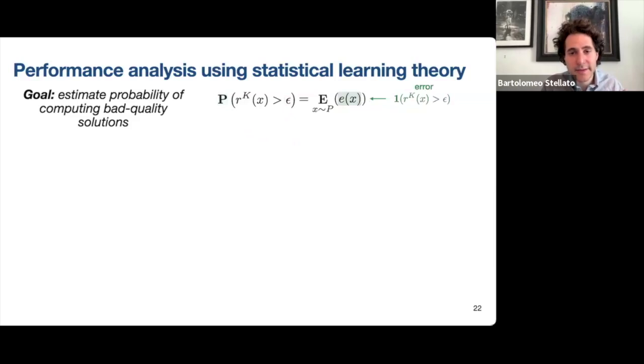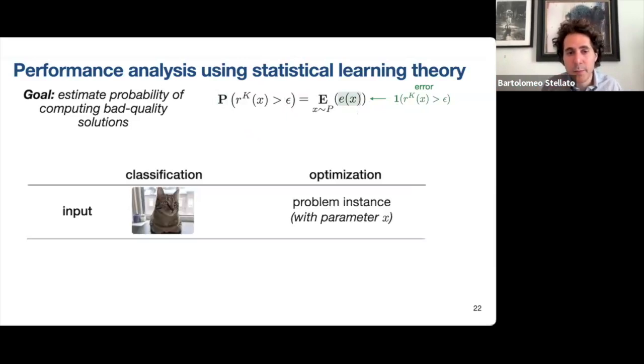And statistical learning theory allows us to start by, instead of representing this probability, representing the expectation of an error function, which is a 0-1 error function that tells us whether or not our method solves the problem up to epsilon accuracy. And there's a nice parallel between statistical learning theory and our problem in optimization.